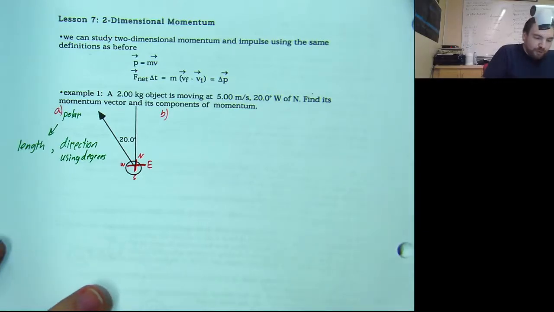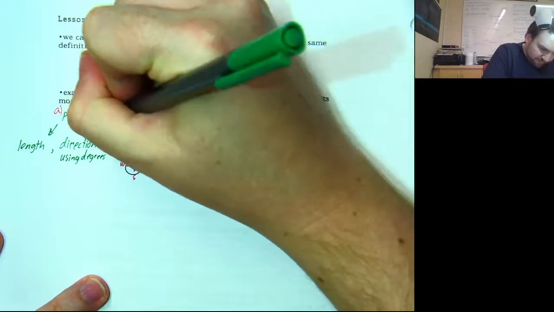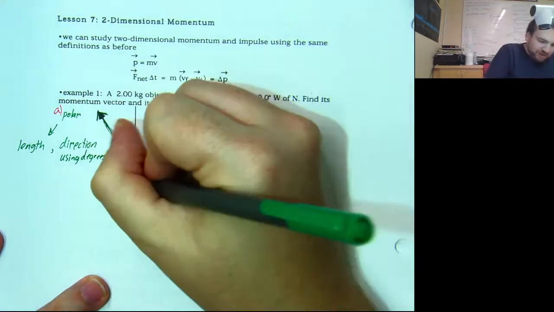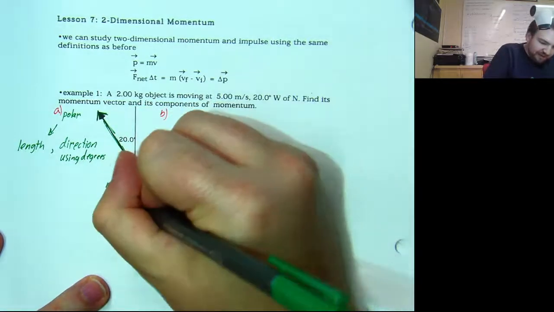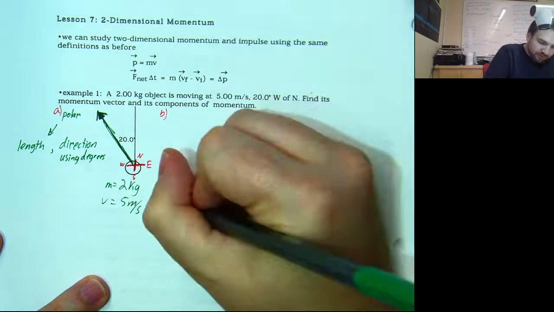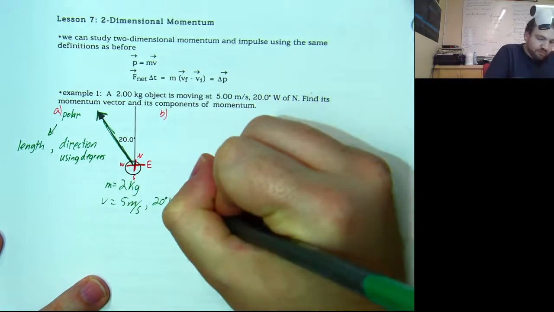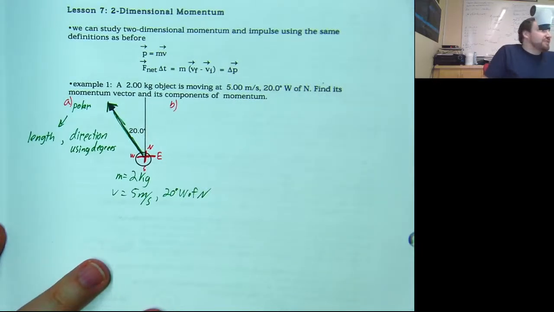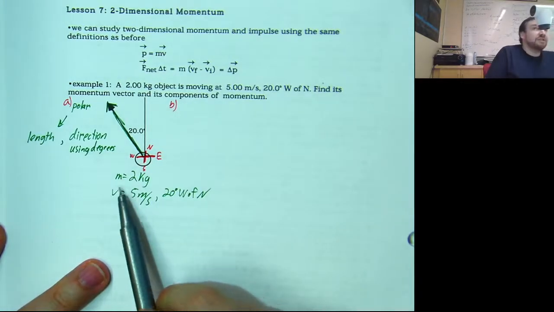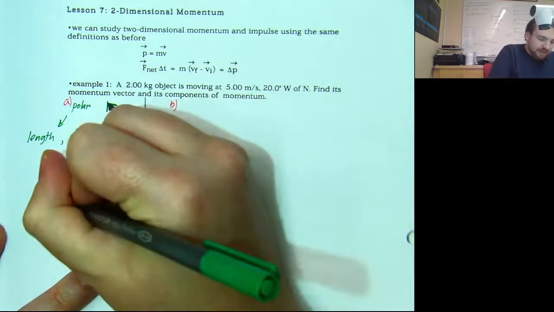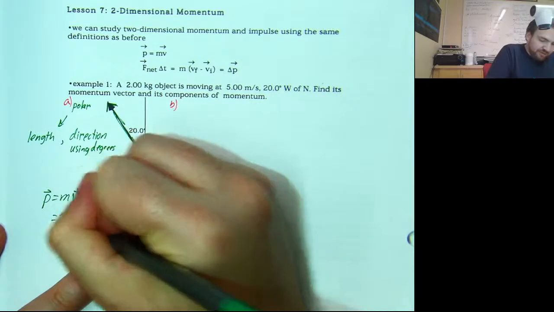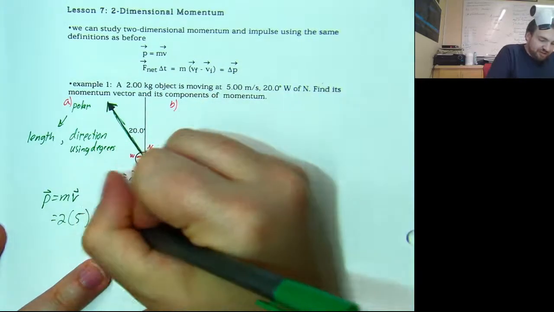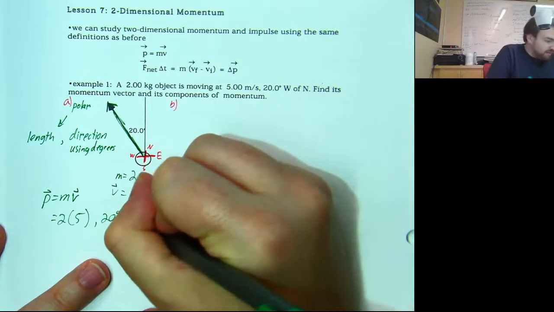So, we've got that. This thing weighs 2 kilograms. It has a velocity of 5 meters per second, 20 degrees west of north. Momentum is just a scalar times a vector. Mass has no direction. Velocity does. So P is just going to equal M times V. So that's just going to be 2 times 5. And the direction doesn't change. 20 degrees west of north.